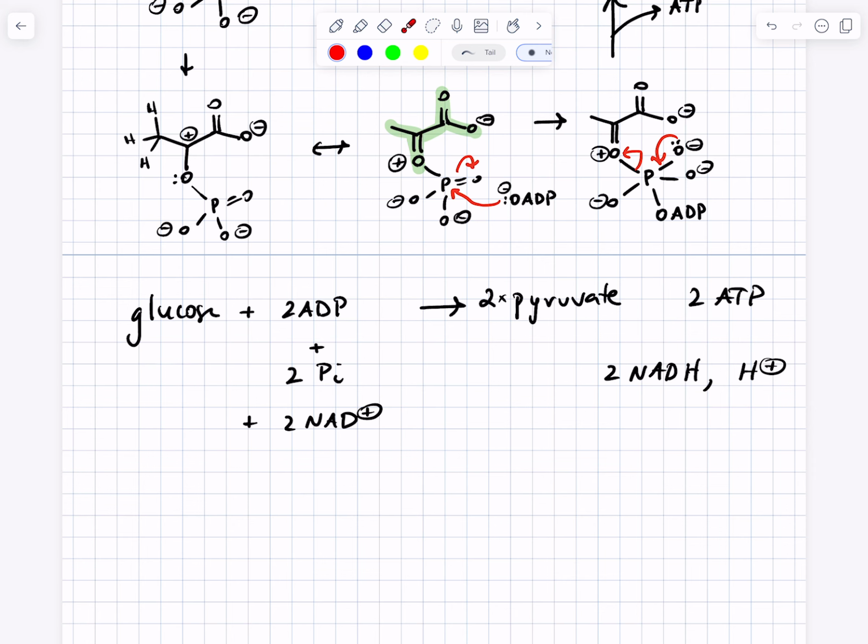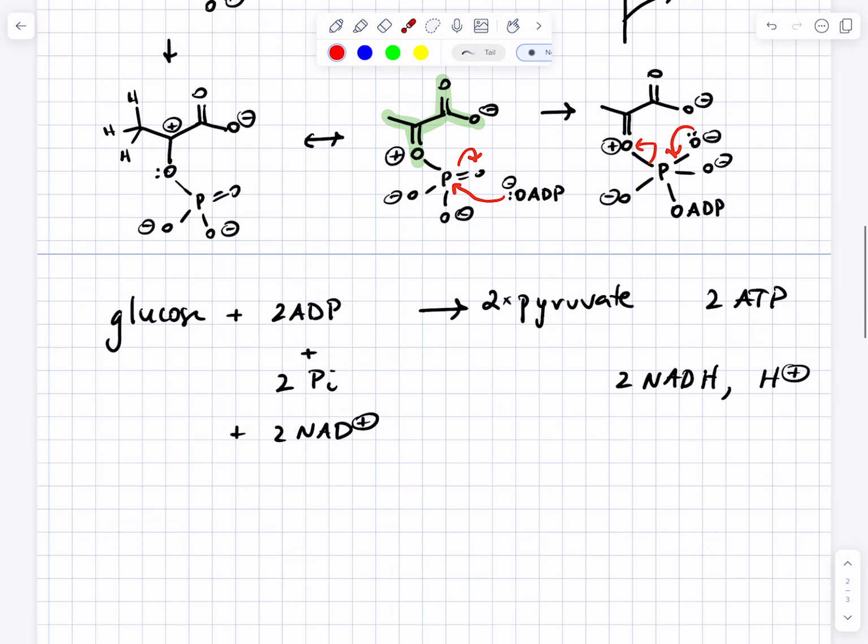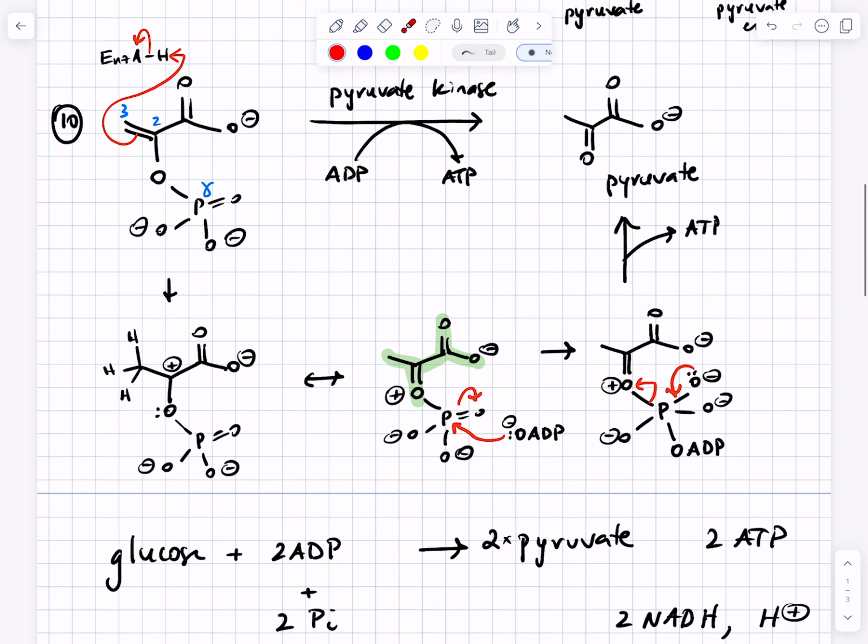Glucose started with 6 carbons. All 6 carbons are still in our 2 3-carbon pyruvates. And we've generated 2 molecules of ATP, and for every 2 of NADH, we get, I think, 2.5 molecules of ATP in the electron transport chain. So that's sort of where we stop for anaerobic respiration.